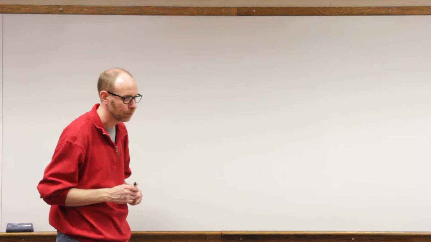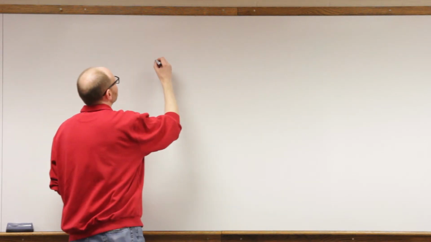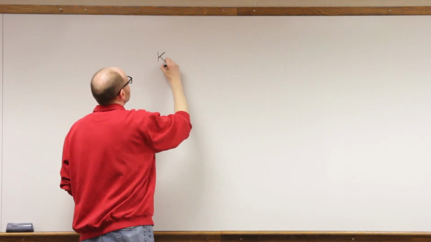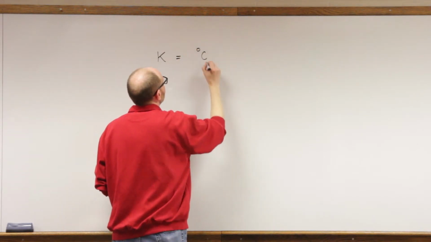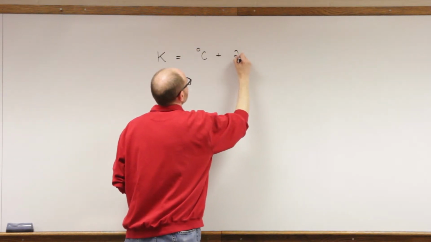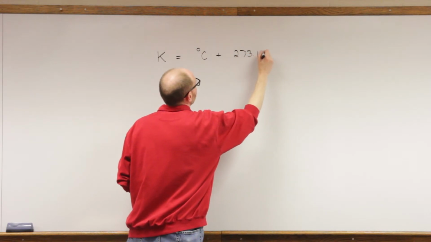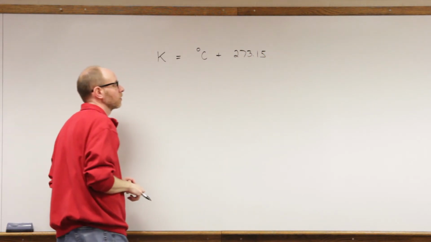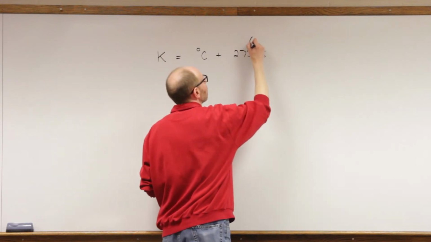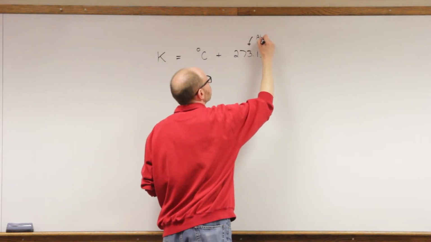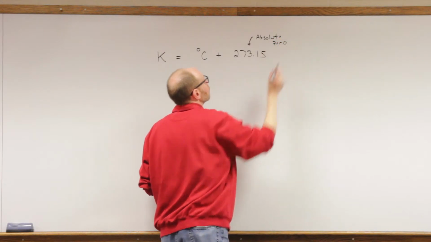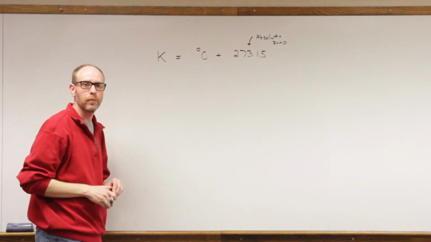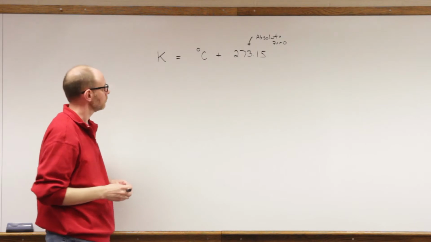minus 273.15 degrees Celsius. Now, we can write this out as a mathematical formula where the temperature in Kelvin is equal to the temperature in Celsius plus 273.15 degrees. Notice this was that absolute zero. That's where that 273.15 comes from.